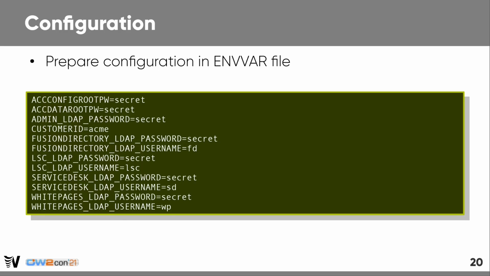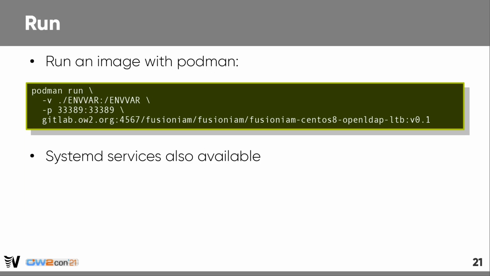How to go? The first thing is to prepare your configuration. So we choose to have an environment file. For that, we define all our parameters in this file. And after we run the image, you see that we mount the environment file in the container, and then we run the container. So here is an example of how to run the OpenLDAP container, which is a specific image hosted on the OW2 GitLab registry. And we will also provide some systemd services to easily run these images.